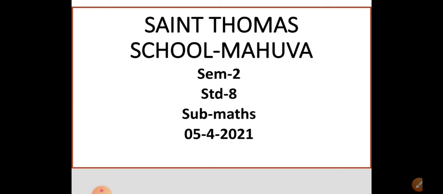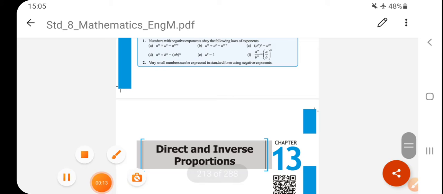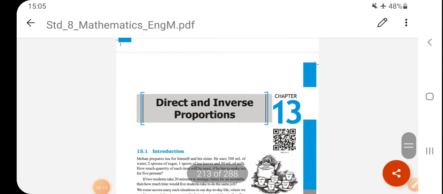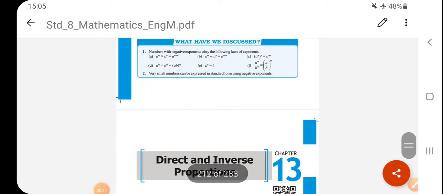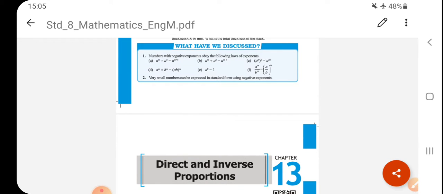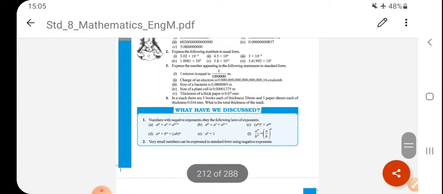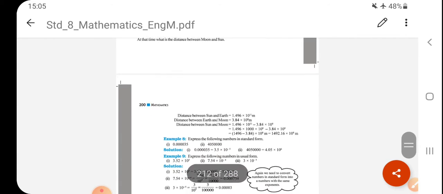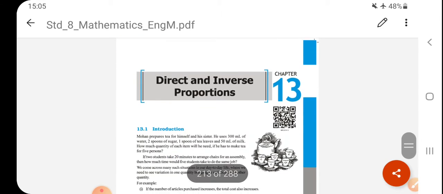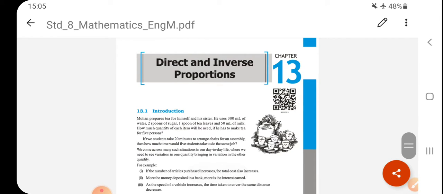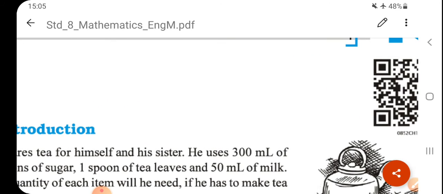So, once again, welcome back to online classes, Standard 8, Subject Maths. In the last lecture, we finished chapter number 12, that is Power and Exponent. Now, let's start chapter number 13, Direct and Inverse Proportion, direct variation and inverse variation.